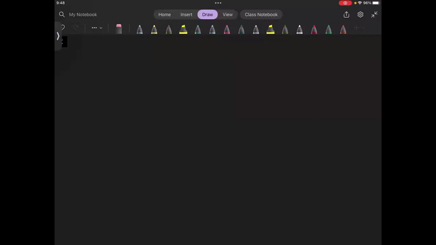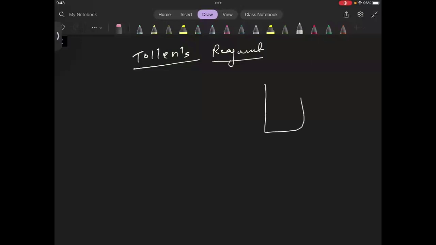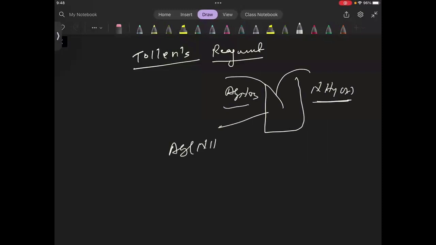So let's start. First is Tollen's reagent. Students, see how to form Tollen's reagent. There is a beaker. In the beaker we keep silver nitrate and ammonium hydroxide. So in the dilute solution of silver nitrate and ammonium hydroxide, [Ag(NH3)2]OH will form, right? This compound is called TR, Tollen's reagent.